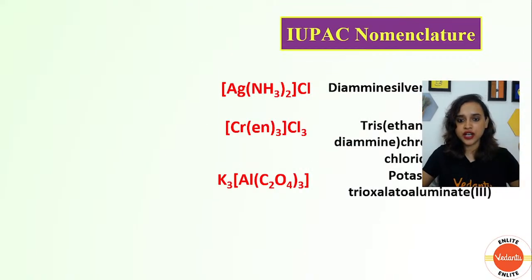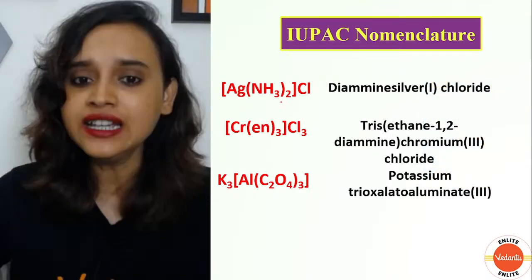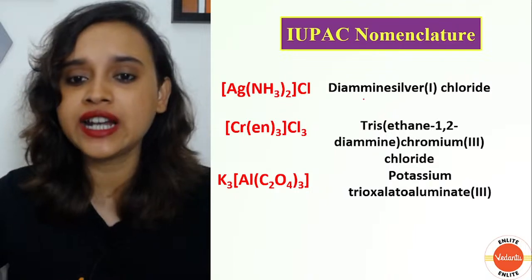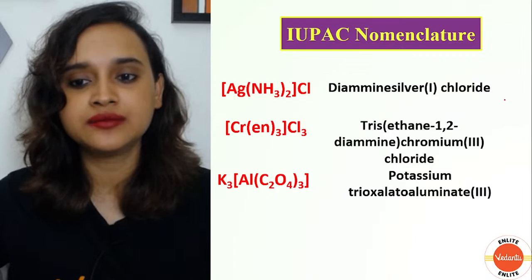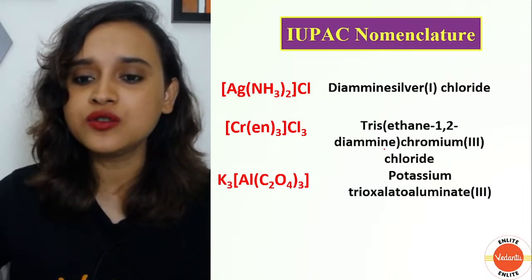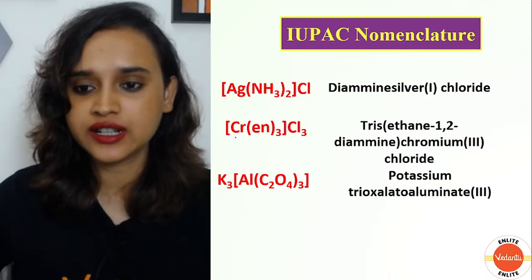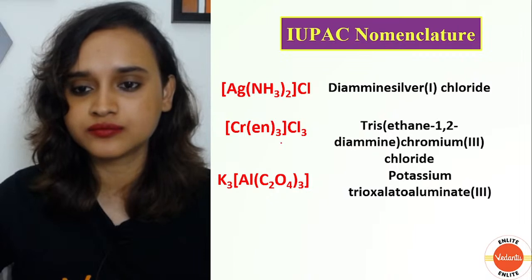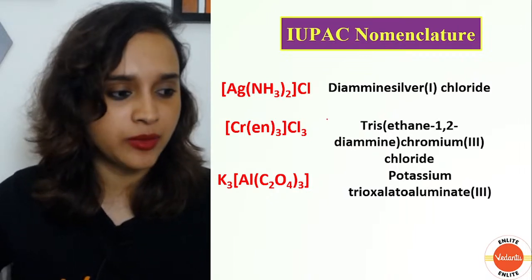Yes, we have understood IUPAC. Take a look at some more examples. See, [Ag(NH3)2]Cl. How will we write? Diamminesilver(I) chloride. See here, tris(ethane-1,2-diamine), no, this is wrong. There is only chromium, but there is no ethane-1,2-diamine. Forget about this.